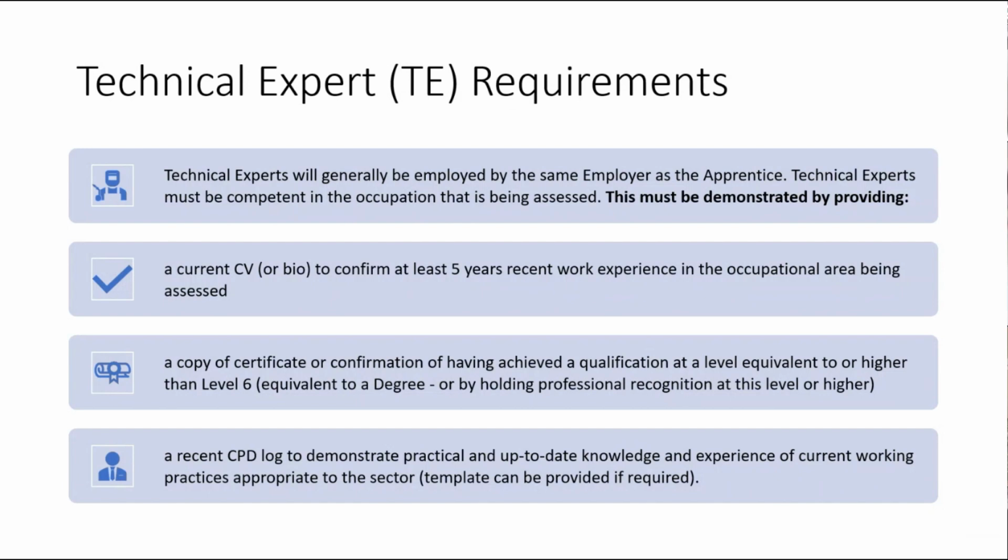So what we need from the technical expert is essentially proof that they're competent and proof that they're working at the right academic level. So we'd need to see a job description, a CV, and proof of their highest qualification. In order to be a technical expert on this apprenticeship standard, you need to be at or working towards the same level. So you need to be working towards a degree or already have a degree. And we also need some CPD evidence from them to make sure that their professional development is being maintained.